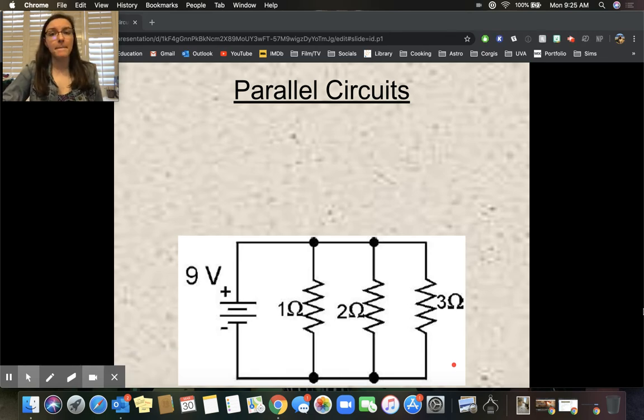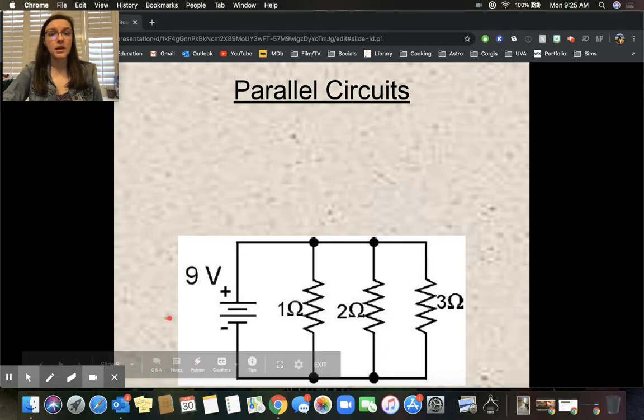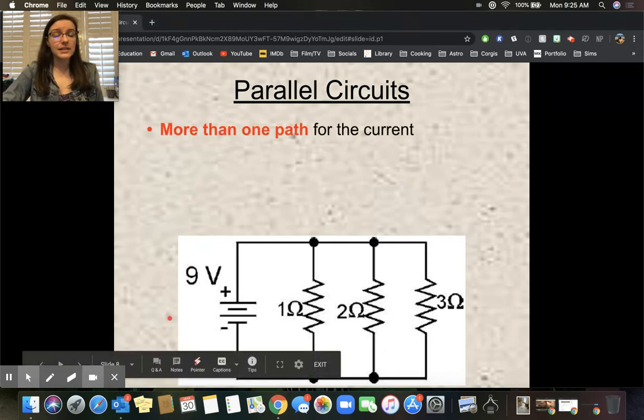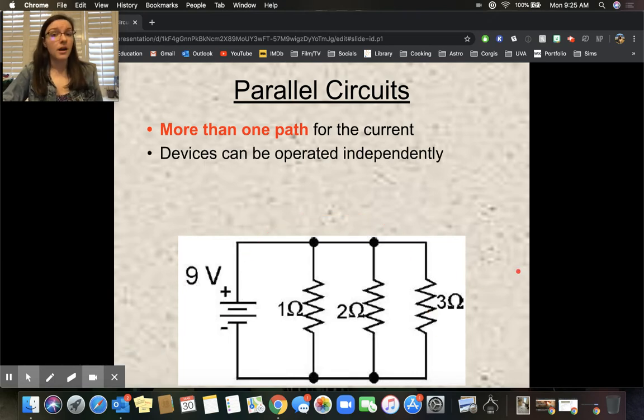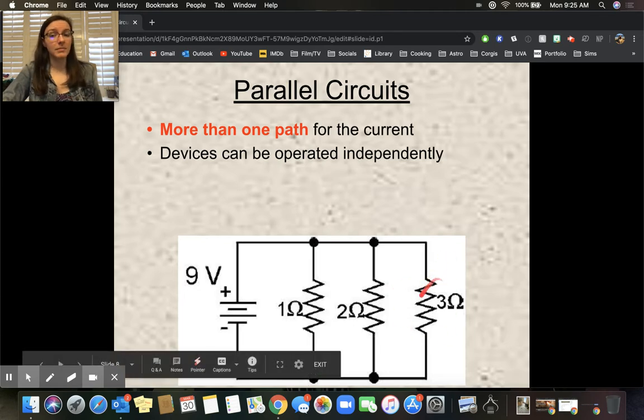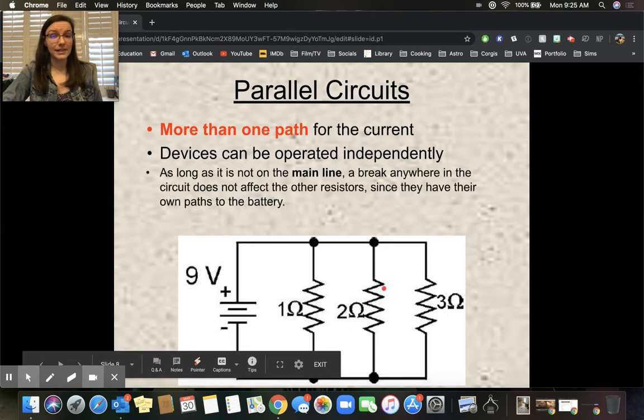Today we're talking about parallel circuits, which are going to be a little different from series circuits. Here in parallel circuits, there is more than one path that the current can take. It can move through each of these loops separately. That means that different devices can be operated independently. This resistor or maybe this light bulb can still work even if this one in the middle isn't.